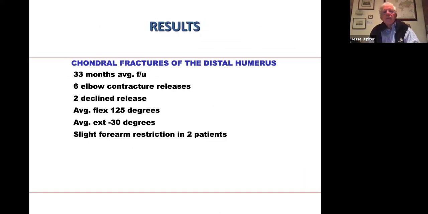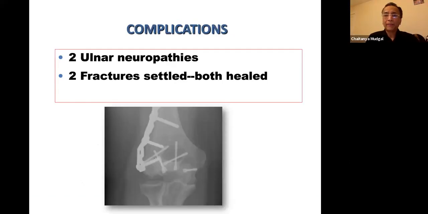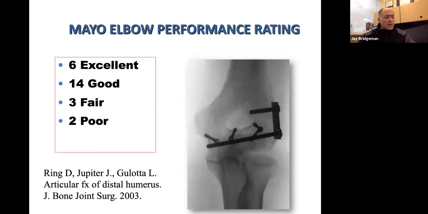Okay. Great. Jay? Yeah. So, Dr. Jupiter, one of our final thoughts about what is your approach to the ulnar nerve in fresh fractures as well as in patients who have elbow stiffness? So, for example, after a prior ORIF. And then does acute decompression influence the outcome of those patients?